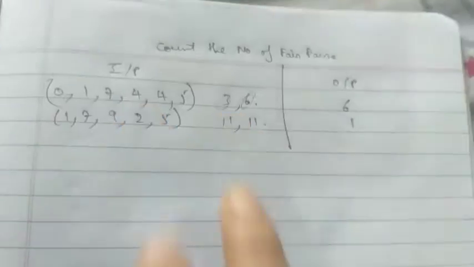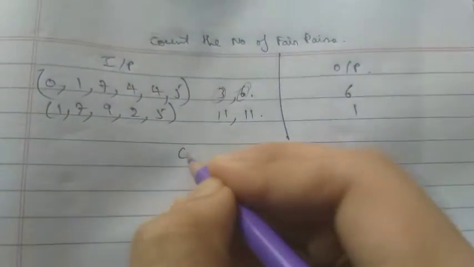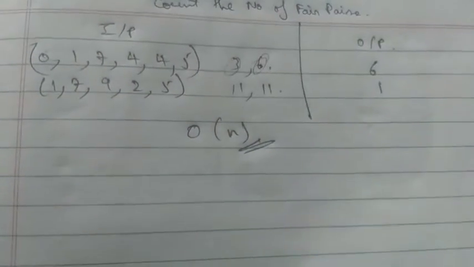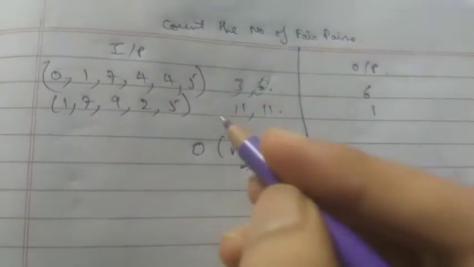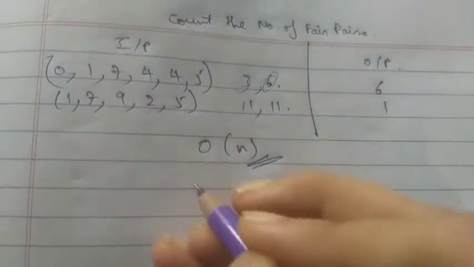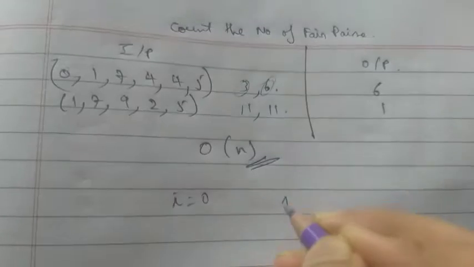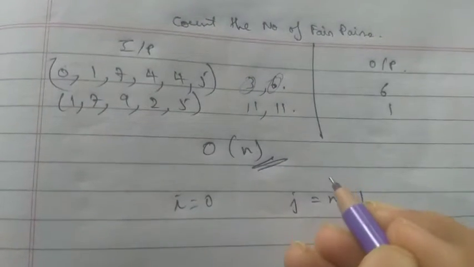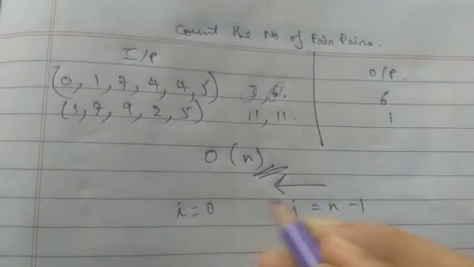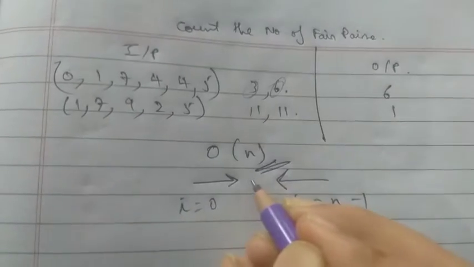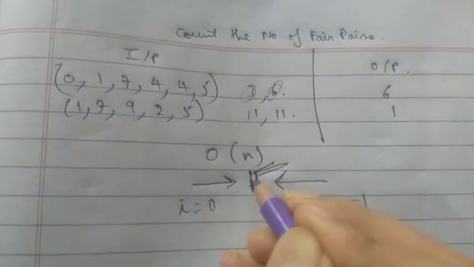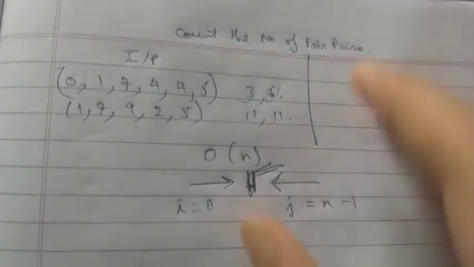So what you have to do is, this is basically a two-pointer approach, because you know the two-pointer approach is of big O n. Now, if you don't know about the two-pointer approach, we take i equals 0 and j equals n minus 1, and j goes this way and i goes this way until they meet each other at one point. Okay, that is a two-pointer approach.